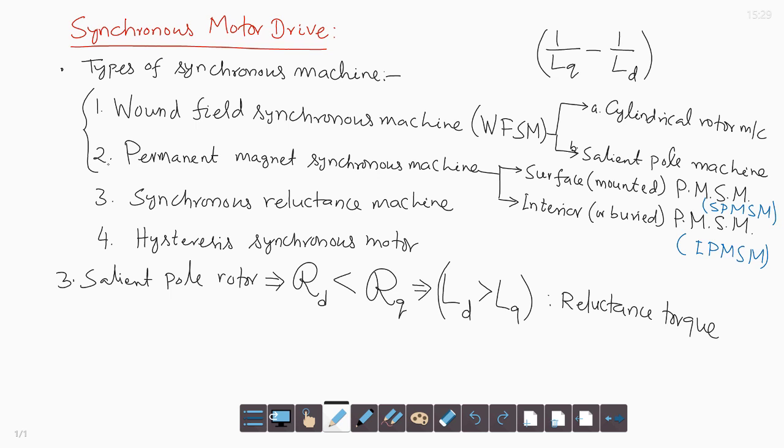But when the wound field synchronous machine starts from rest, the field supply to the rotor is kept off at the time of starting, and the motor is started with an auxiliary motor, a separate motor. If it is a large synchronous machine, it is started with another auxiliary motor mounted on the same shaft, which can be an induction motor. If it is a small or medium size motor, then this wound field synchronous machine is started like an induction motor, and in that case a damper winding is placed on the rotor poles.